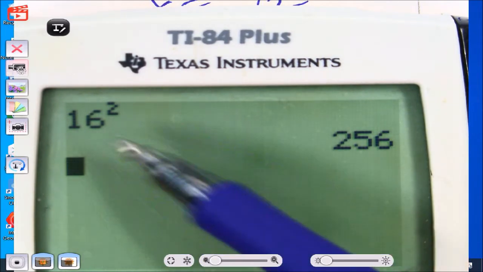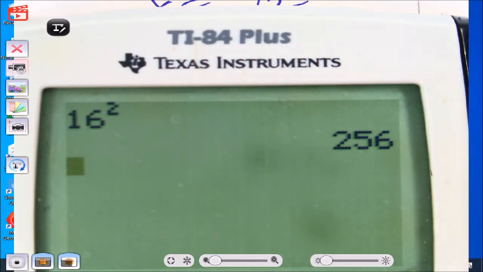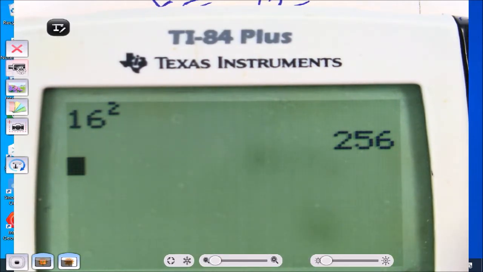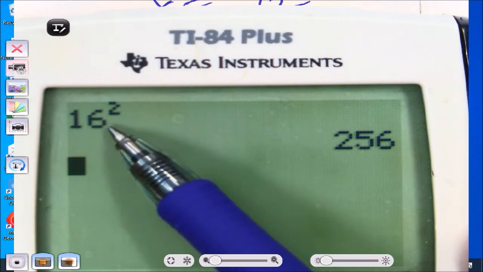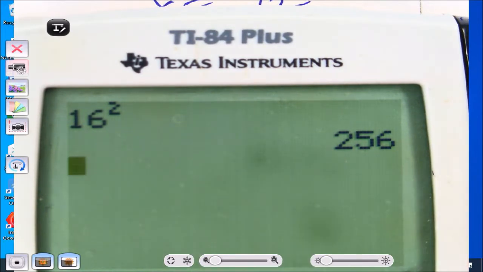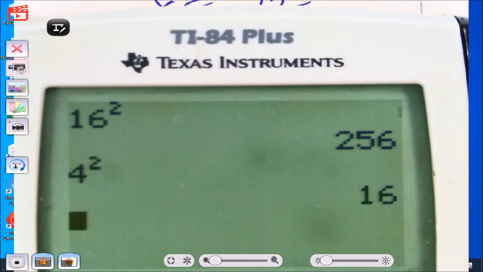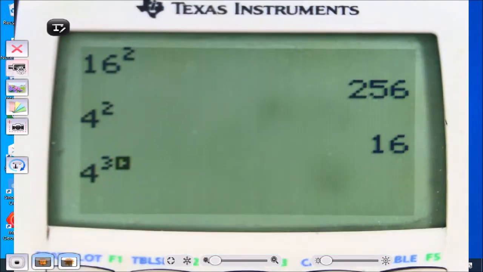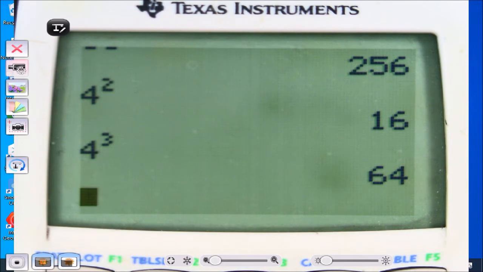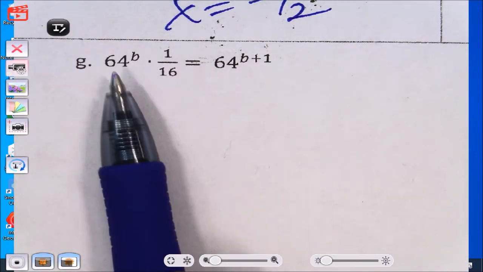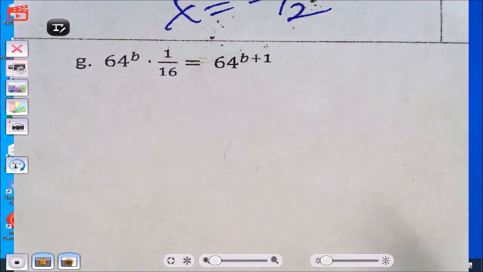Can I write 16 as a base with an exponent of a smaller number than 16? Let's use a positive number. 4 squared, right? 4 squared is 16. Now, we know 4 squared is 16, so let's see what 4 to the third power is. 4 to the third power is 64. And look, our other numbers we have here are 64. So I can use 4 as my base.